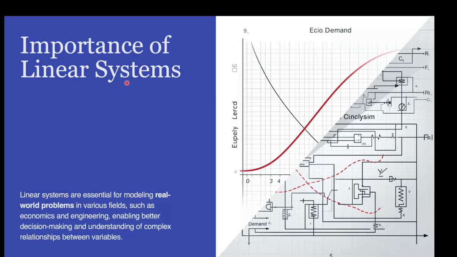So now we have to learn the importance of linear systems. Linear systems are essential for modeling real-world problems in various fields such as economics and engineering, enabling decision making and understanding of complex relationships between variables. For example, supply and demand are related to each other.